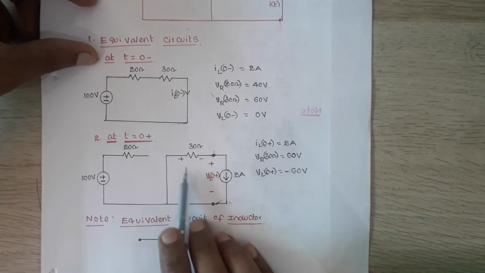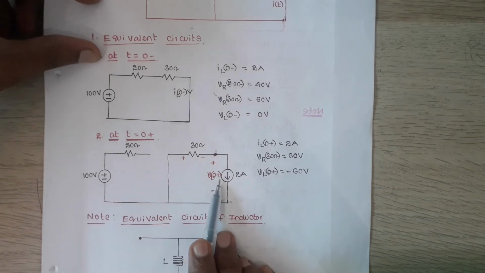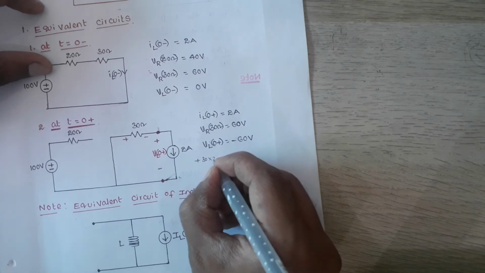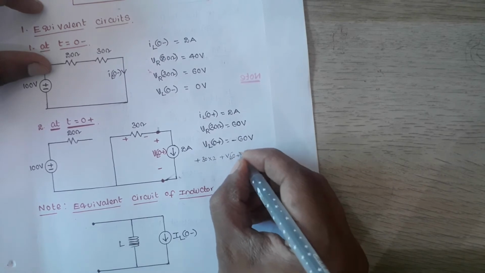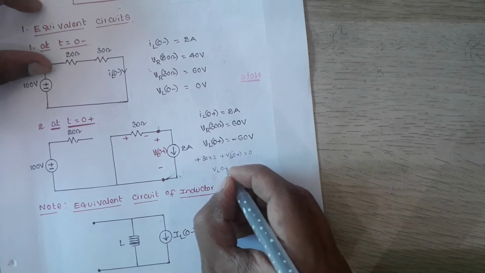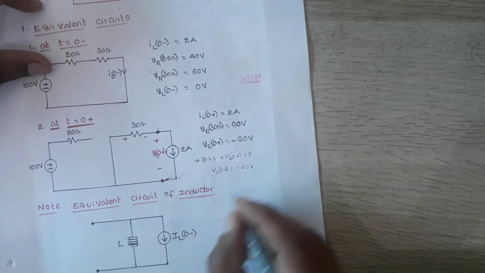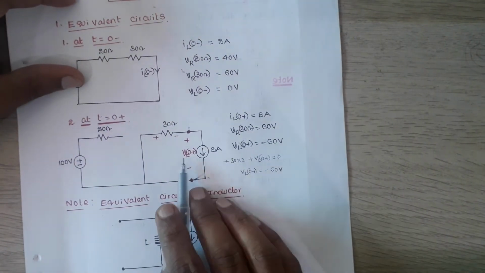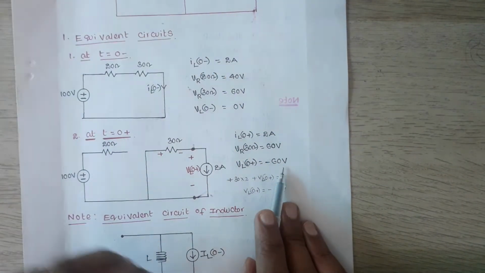So apply KVL for this loop: plus 30 into 2 plus VL of 0 plus equal to 0. So you get VL of 0 plus equal to minus 60 volts. So the voltage across the inductor changes from 0 to minus 60 volts.